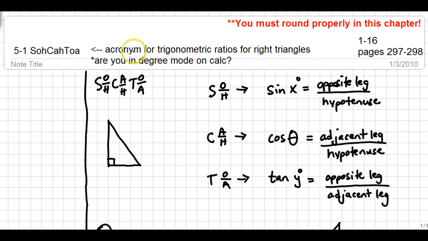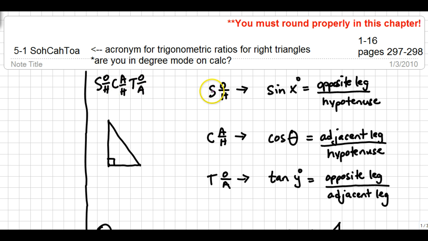SohCahToa is an acronym that students have probably learned in the past. We're going to review it today in this lesson as an acronym to help them remember trig ratios for right triangles. During this chapter, we will be working with right triangles as well as non-right triangles. So it's super important that students remember that right triangles go with SohCahToa. If it's a right triangle, you should probably use SohCahToa in some fashion. The acronym itself is to help students remember what ratios go with sine, cosine, and tangent. The S goes for sine, C for cosine, T for tangent.